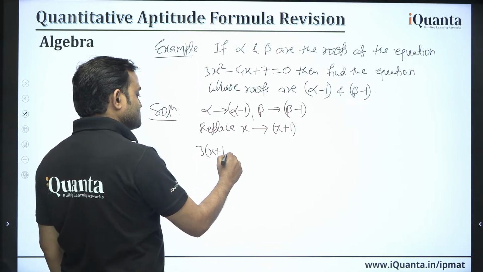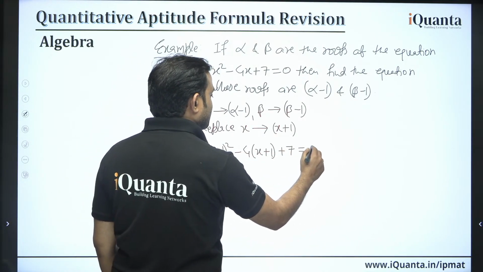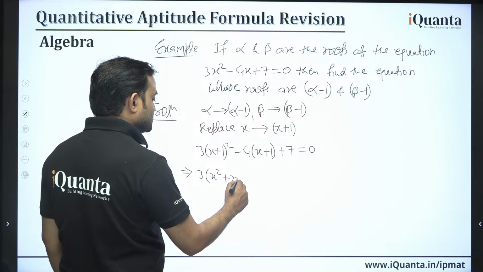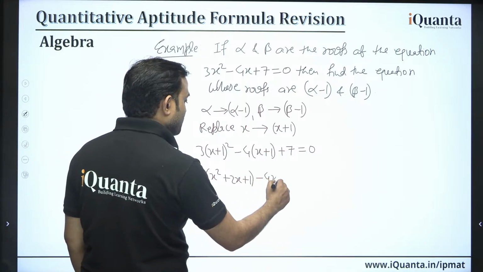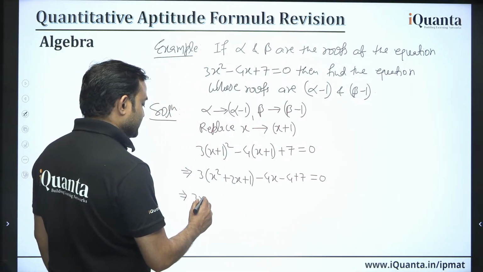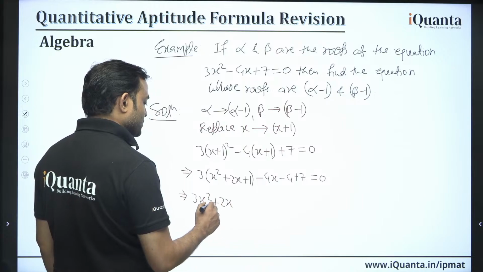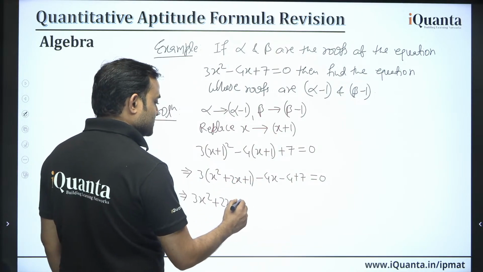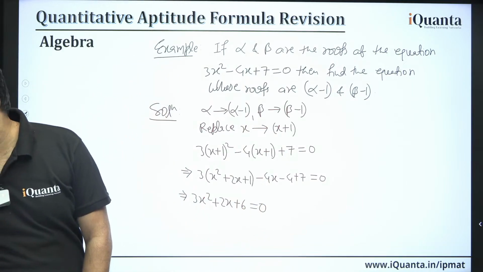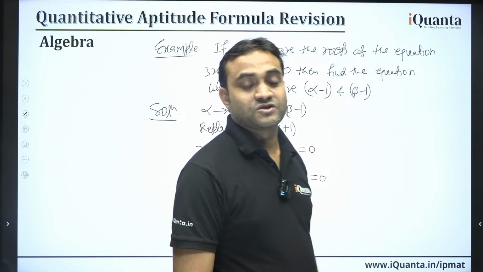So what will be the equation? 3 into x plus 1 whole square minus 4 into x plus 1 plus 7 is equal to 0. Or if we expand this, this will be 3x square plus 6x plus 3 minus 4x minus 4 plus 7 is equal to 0. Or this will be 3x square, 6x minus 4x is plus 2x, then 3 minus 4 plus 7 is 6, so 3x square plus 2x plus 6 is equal to 0. Yes, Shreya, that is absolutely correct. This will be our equation.